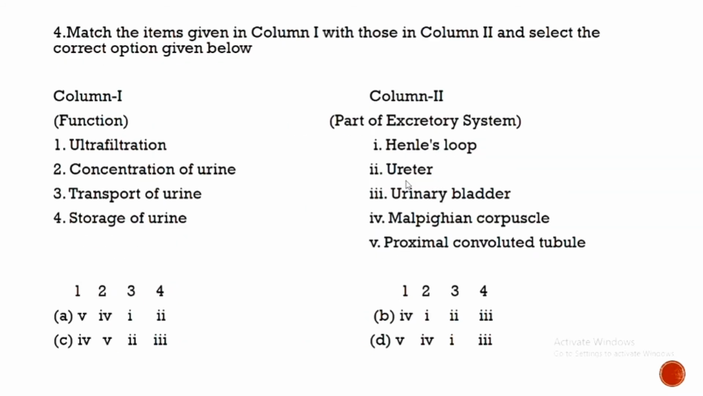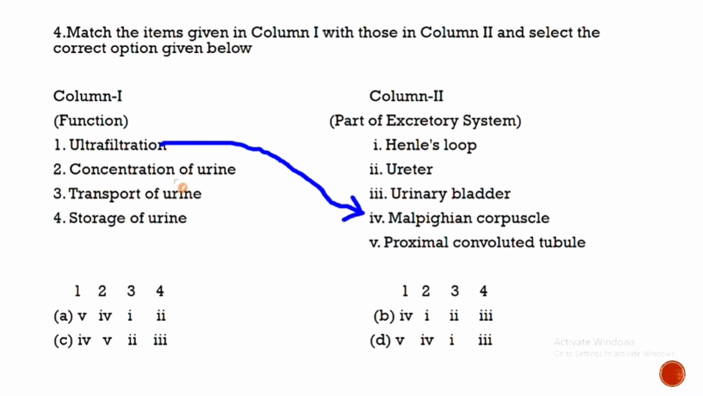Now, going to question number 4. Here, the items in the first column are ultrafiltration. What do you mean by ultrafiltration? Ultrafiltration is also known as glomerular filtration. It is carried out in the glomerular capillaries found in the Malpighian corpuscles of the kidney. So the ultrafiltration process is found in the kidney.